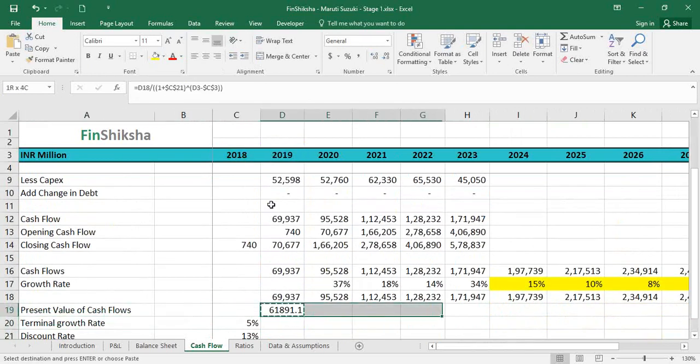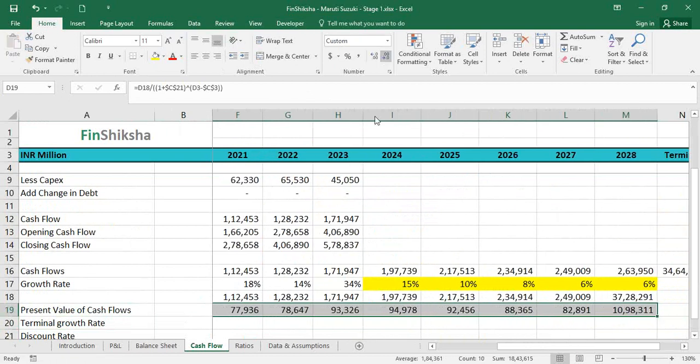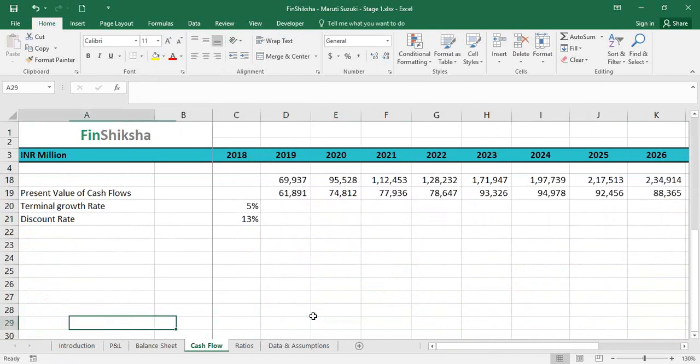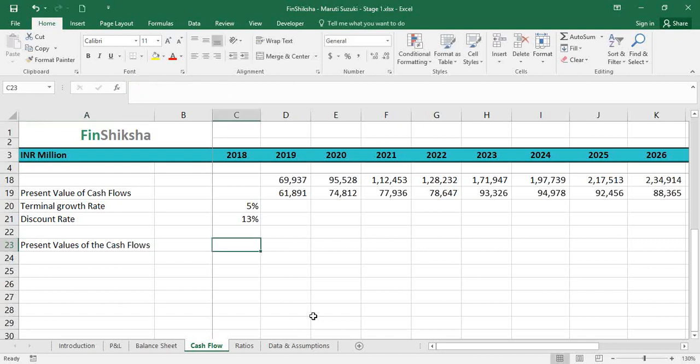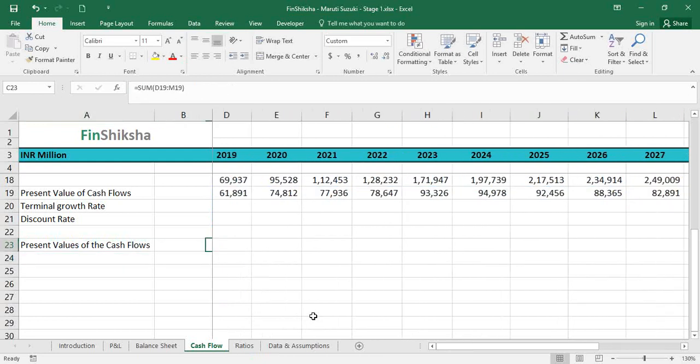That's my discounted value. I can pull it all the way up to the end, and that's all my values put together. That is the sum of my values put together, which brings us to this value. We'll come back to this. Let's just add up all the present values of the cash flows, and that adds up to the sum of all of these put together. And what's that number?